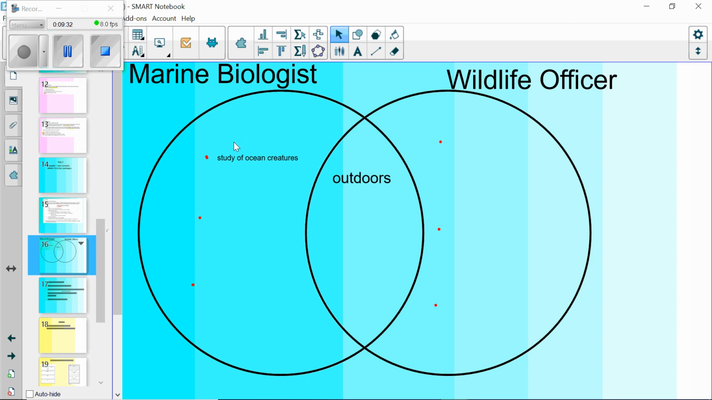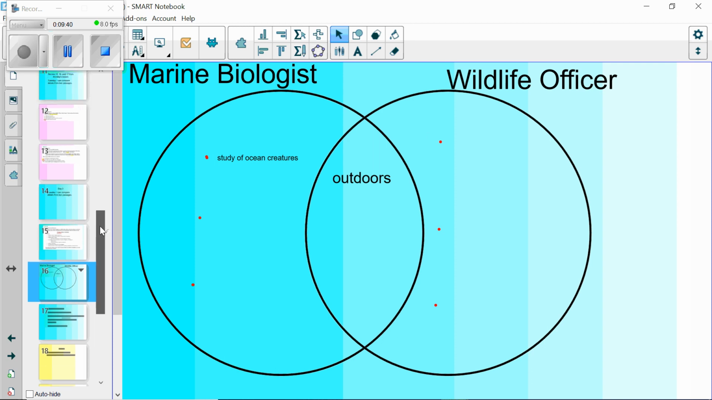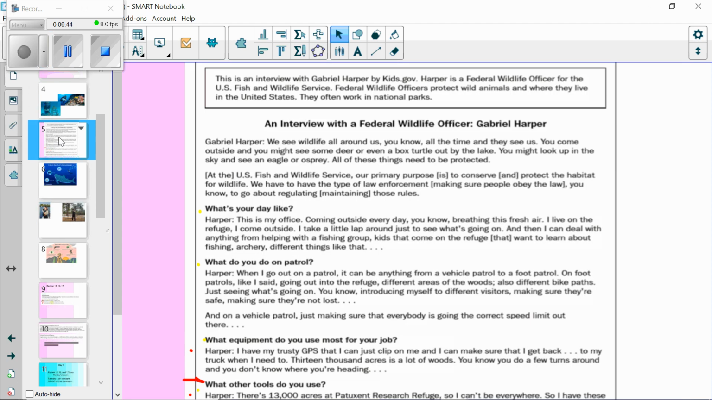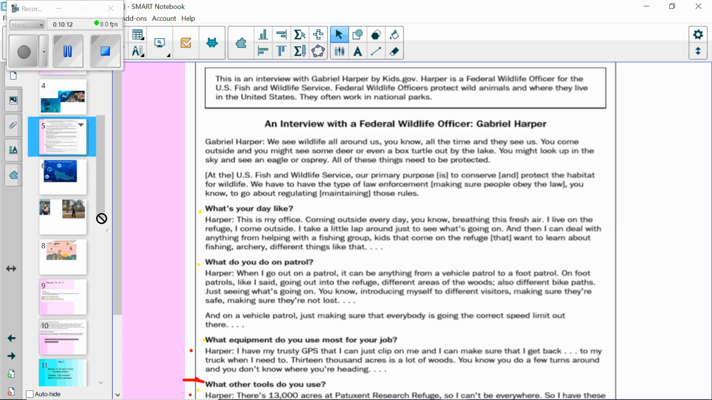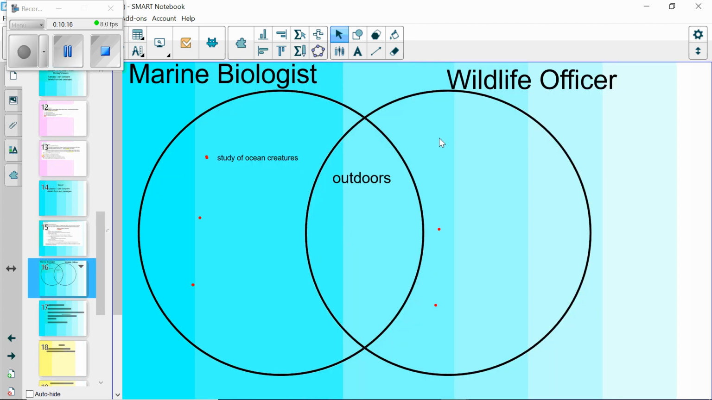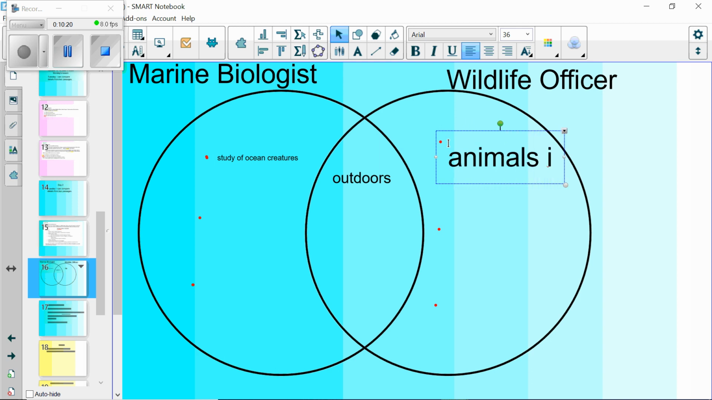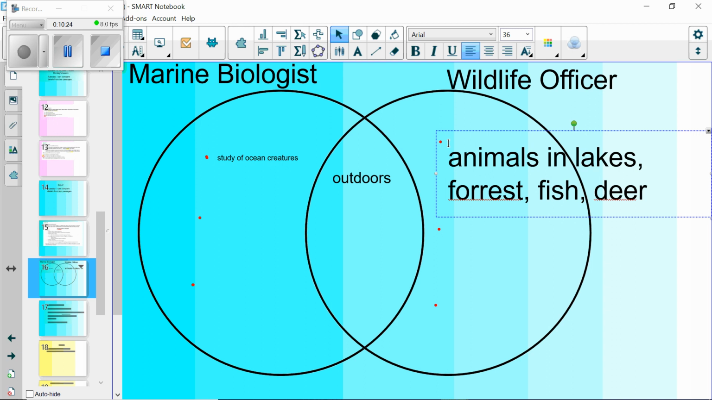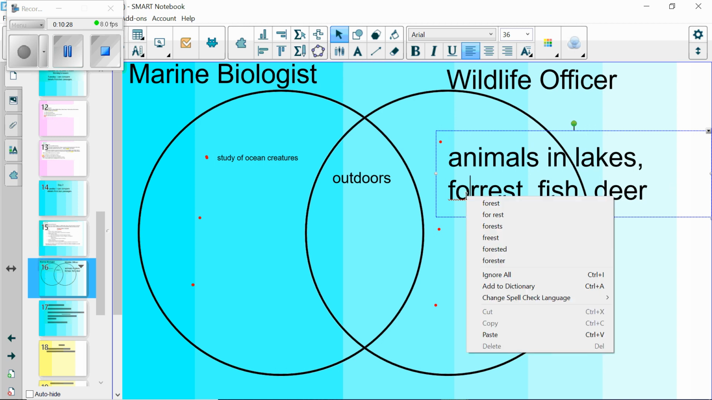And then if I'm talking about what type of animals and creatures they study here, I'm going to do the same thing over on this side. So I'm going to now go to the wildlife interview. And they study wildlife all around them, but their job is to protect. So their primary purpose is to conserve and protect the land where the wildlife lives. So this is more of a protecting, but they help with fishing and a lot of hunting and outdoor laws. So we can talk about animals that live on land and in forest. So animals like fish, deer, excuse my spell check.